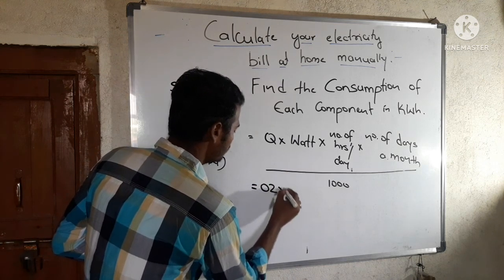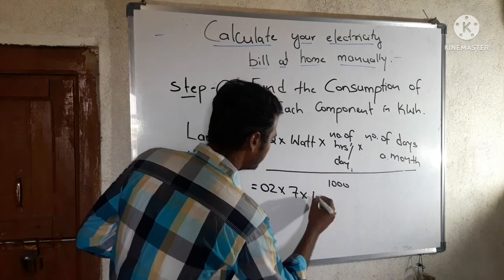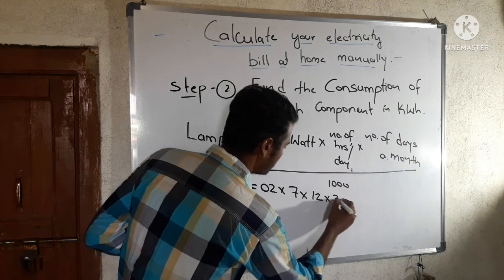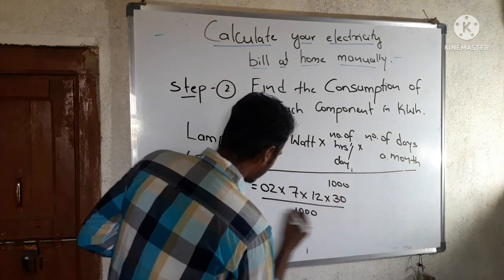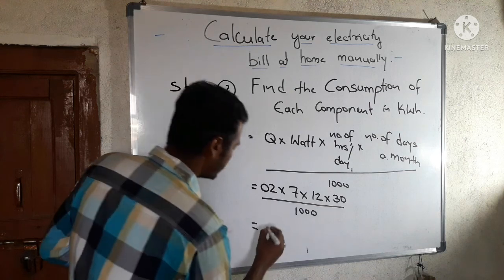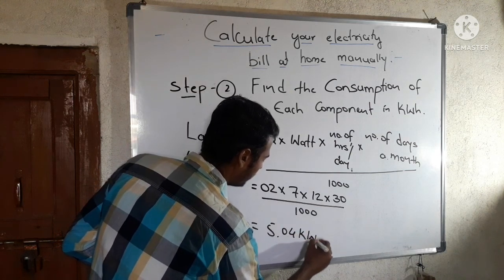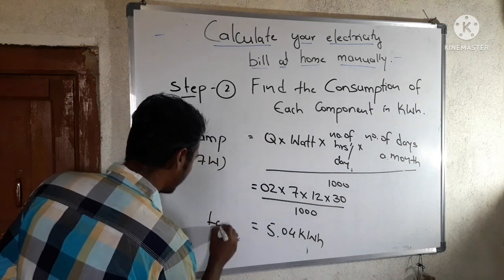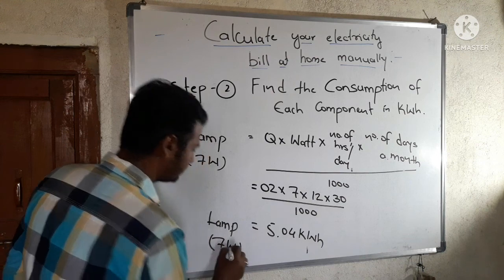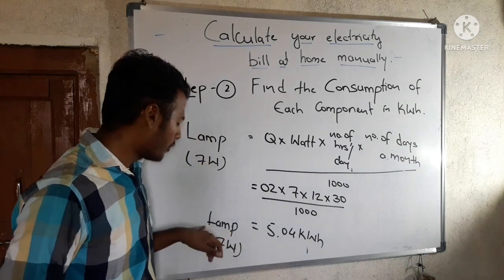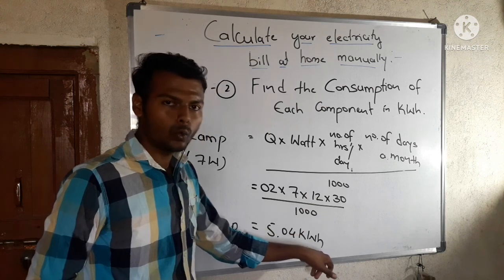If you want to calculate the consumption for a lamp for a month, then the quantity that we have is 2, wattage 7, number of hours per day we use is 12, into number of days a month is 30, whole divided by 1000. If we simplify this we get 5.04 kilowatt hour for a lamp of 7 watt. The consumption for a lamp of 7 watt for a month is 5.04 kilowatt hour.